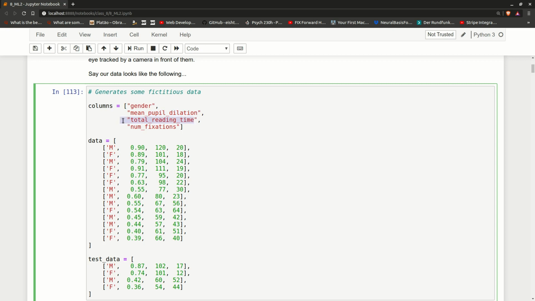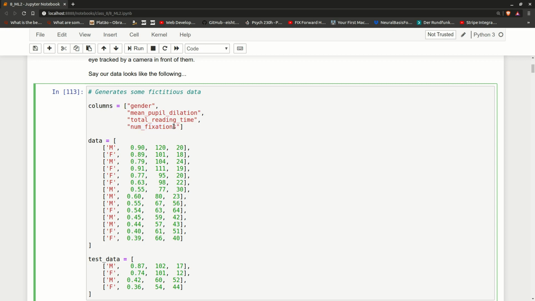You can also measure the total reading time, so the time they took to read something. And when we read, we make fixations on certain regions of the text. Our eyes don't go smoothly through the line. They jump from place to place in the text. These are called fixations. So this column is the number of fixations that a person makes.